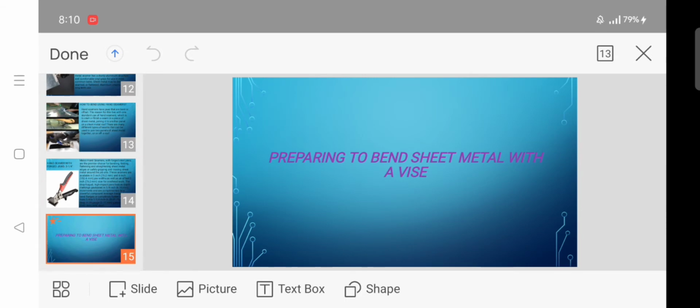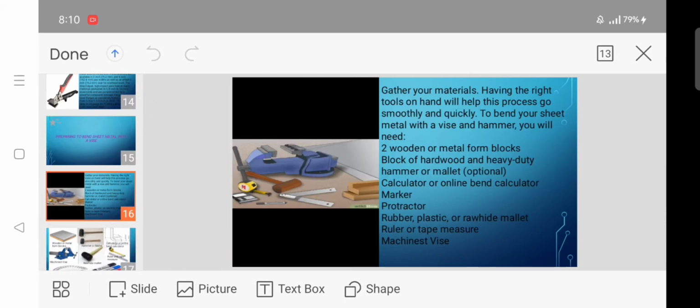Preparing to bend sheet metal with a vise. Gather your materials. Having the right tools on hand will help this process go smoothly and quickly.